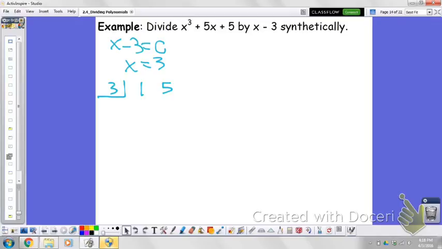Then, I'm sorry, I skipped the x squared. We have to write a 0 in for the x squared, 0x squared. So here's our x cubed. This is our x squared. Now we're on our x, which is the 5. Now we're on our constants, which is another 5.